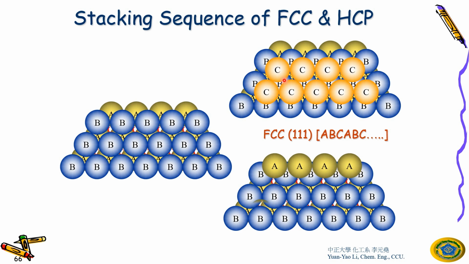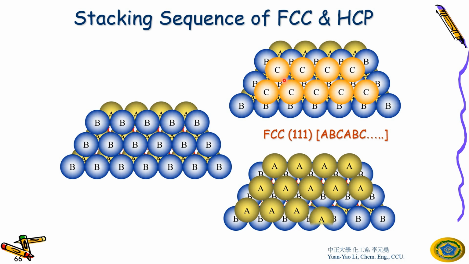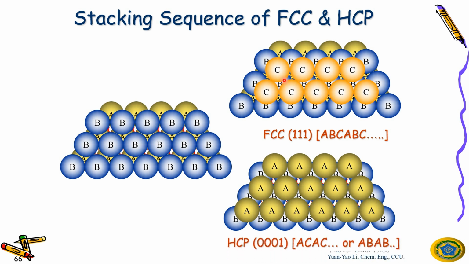And if you put the atoms in the A position in the third layer, that means you repeat the layers AB, AB. This is what we call hexagonal close-packed, and the plane of this surface is the 0, 0, 0, 1 plane. So we call it AB, AB.